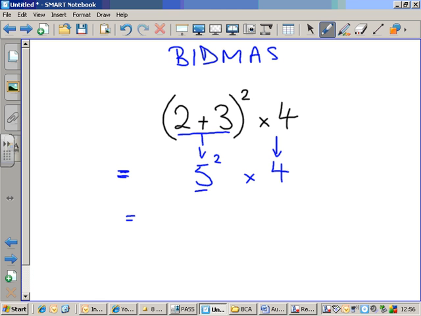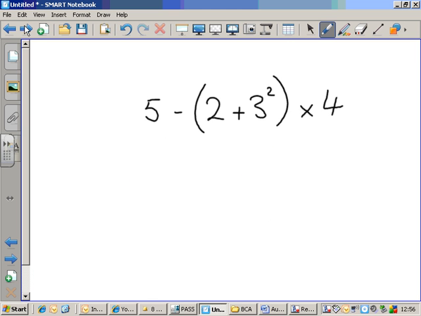Okay, what's next? B, brackets are done. I, indices. Are there any? Yeah, here they are. 5 squared is 5 times 5, which is 25. 25 times 4 is the last thing. 4 25s. I'm ace at maths, I know it's 100. Fab, there we go.